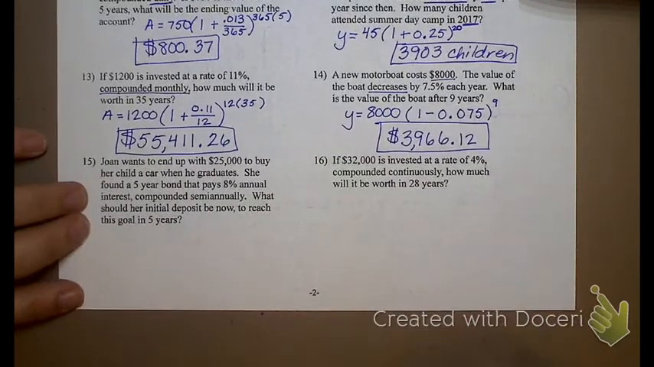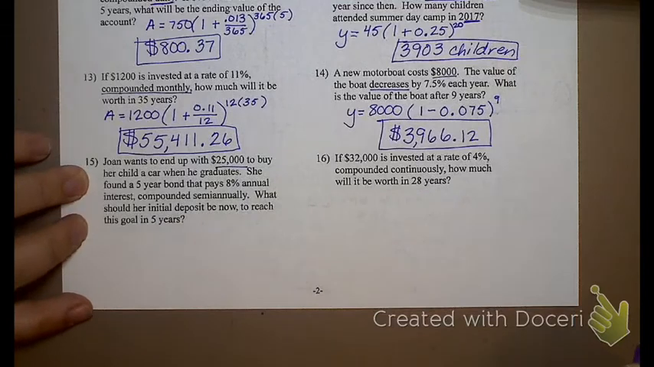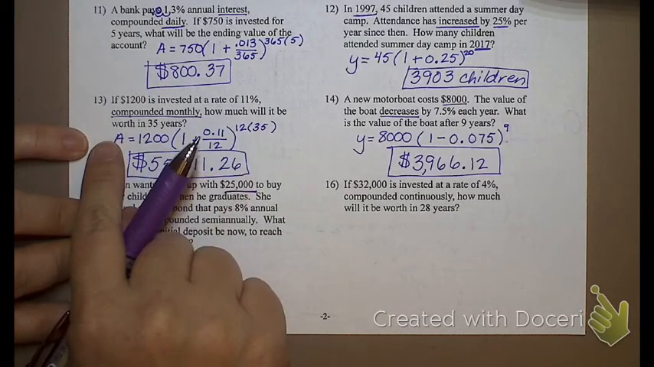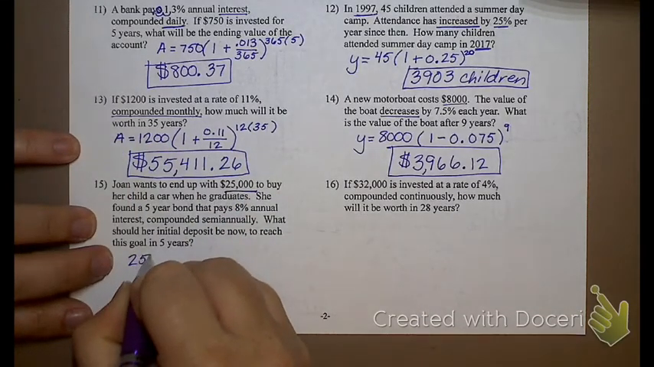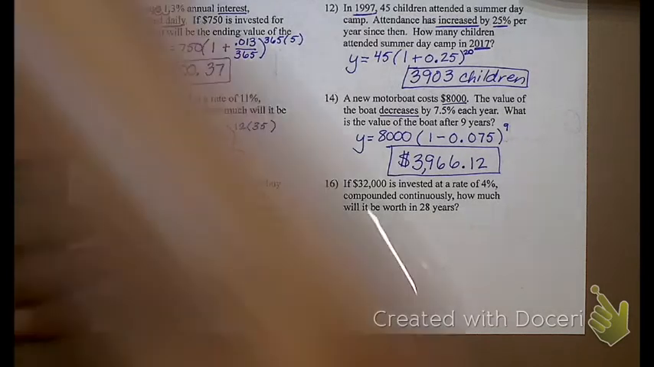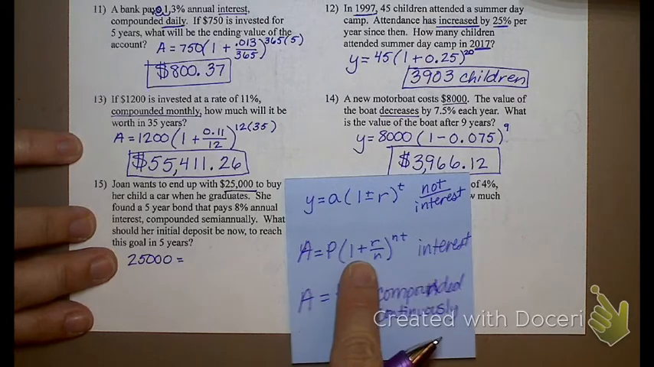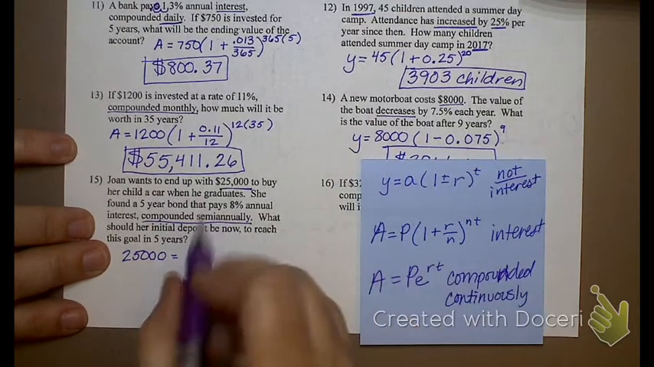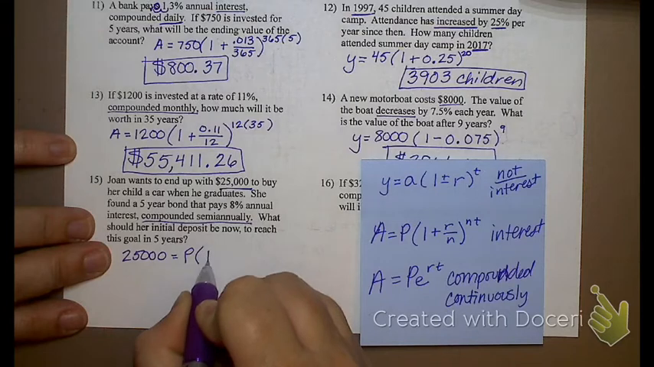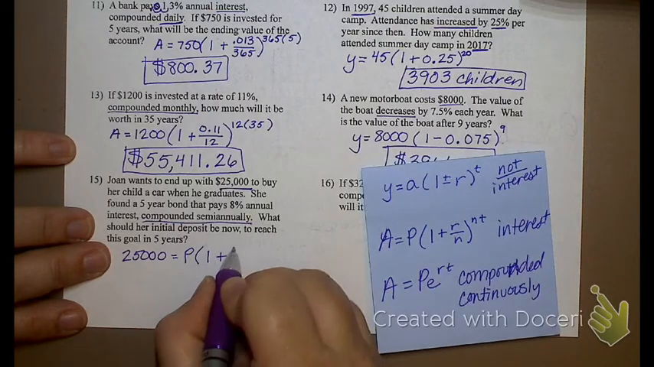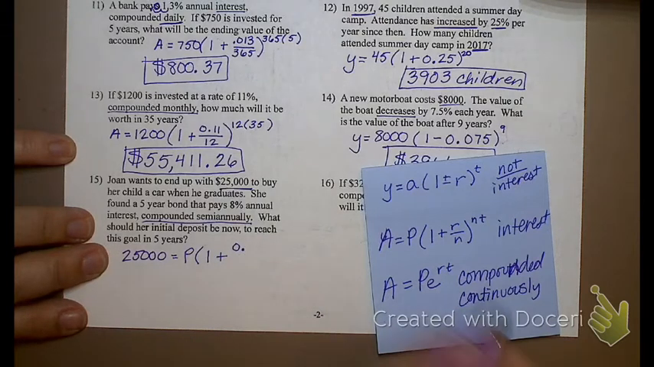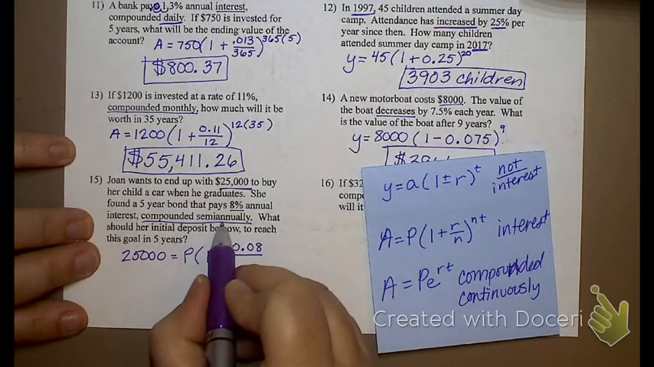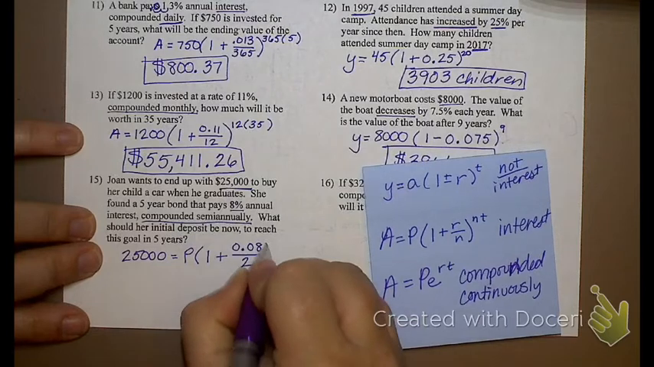Let's see, Joan wants to end up with $25,000. Remember this one? This is the one like Bill who was saving for his kids' college, right? So 25,000 is not the P value, it's the A value. Now, I have to see, am I using the PERT formula or the regular compound? This one is compounded semi-annually, so I'm using this guy right here. So 25,000 is equal to the principal times 1 plus, what's the rate? 8%, what's that as a decimal? 0.08 over N, compounded semi-annually, what does that mean N is? 2. Semi-annually is twice a year.